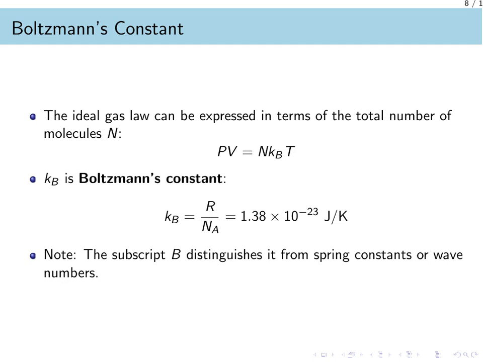Boltzmann's constant is calculated by dividing the universal gas constant by Avogadro's number, resulting in a value of 1.38 times 10 to the power of negative 23 joules per Kelvin. We use the subscript B to distinguish it from other physics constants, such as spring constants or wave numbers.